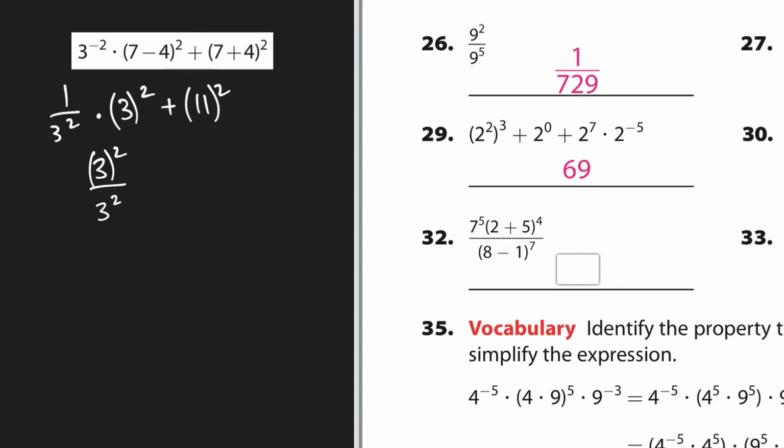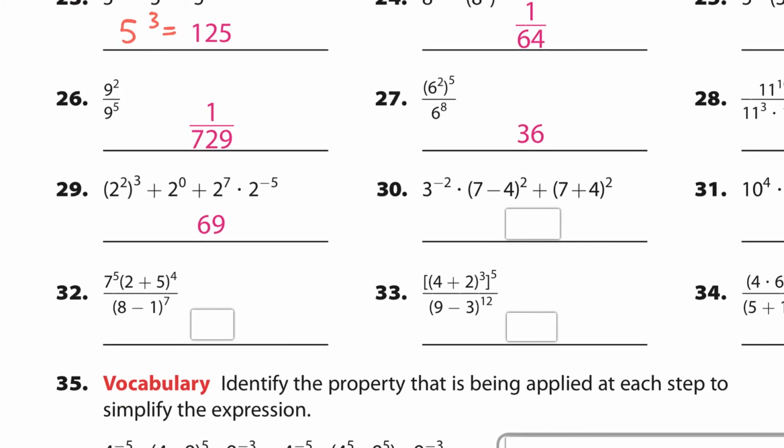That's the numerator. Now 3 to the second over 3 to the second, that's 9 over 9. It's the same thing. It's just 1 plus 11 to the second power. And 11 to the second power is 121 plus 1 is 122. And so that's what we should expect to have here. Yeah.